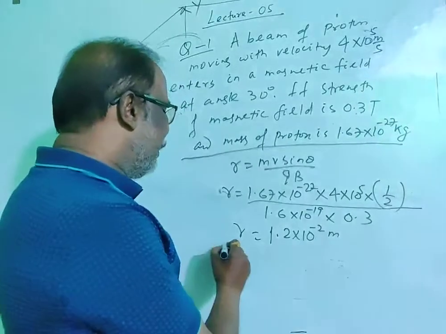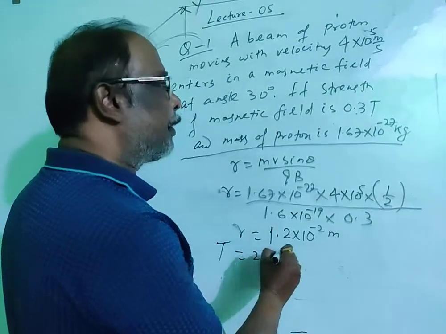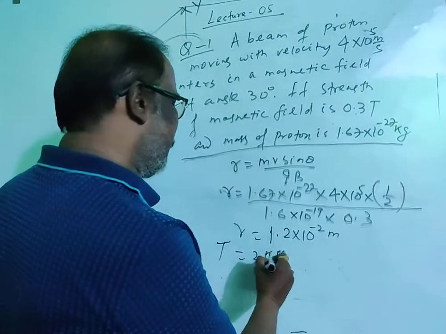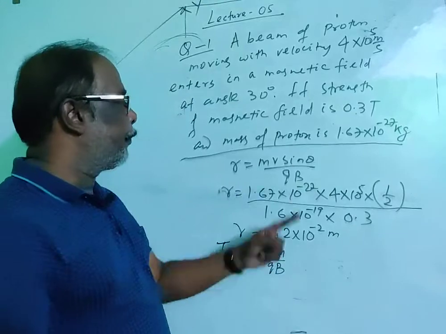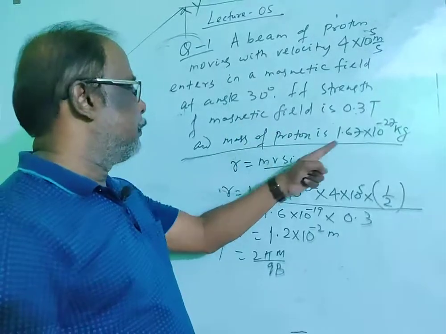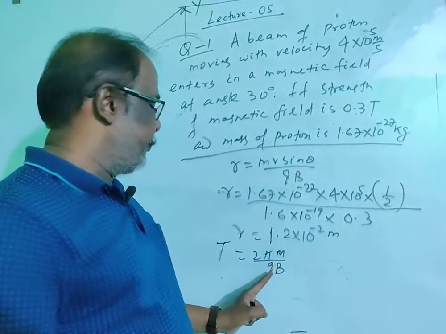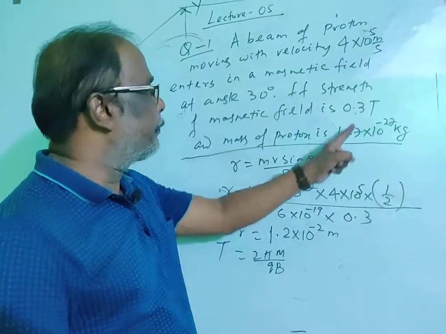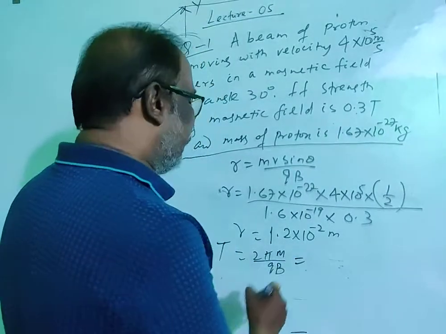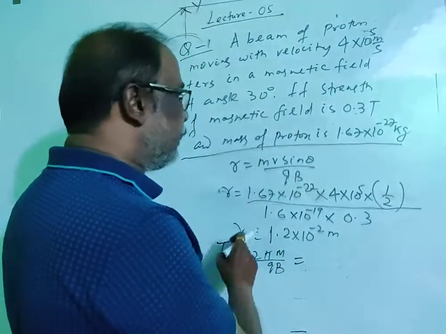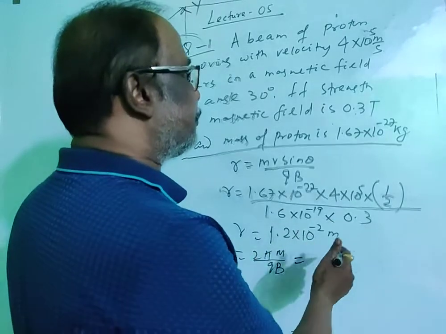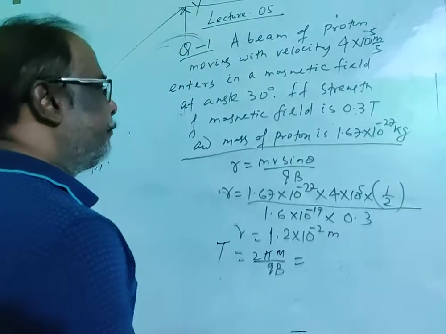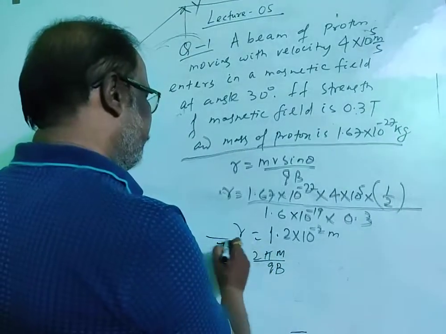Then the time period formula doesn't change. Time period is 2 pi m by qB. Accordingly, putting all the values, mass of proton m, charge of proton 1.6 into 10 to the power minus 19, magnetic field is 0.3 Tesla, and solving it, you will get the value of the time period.